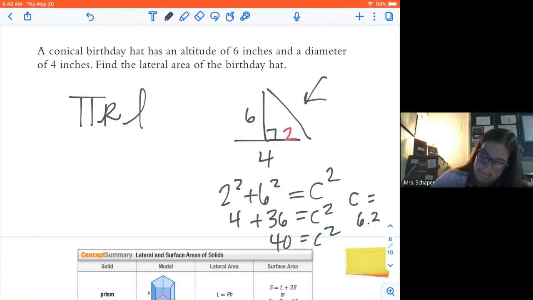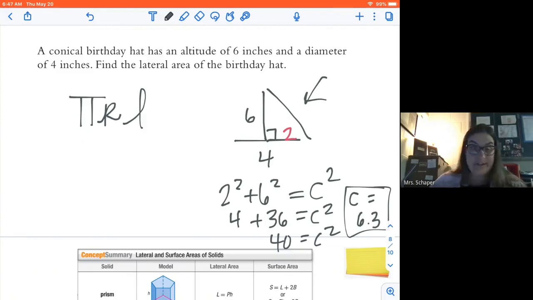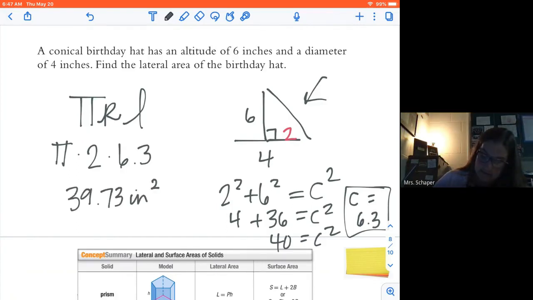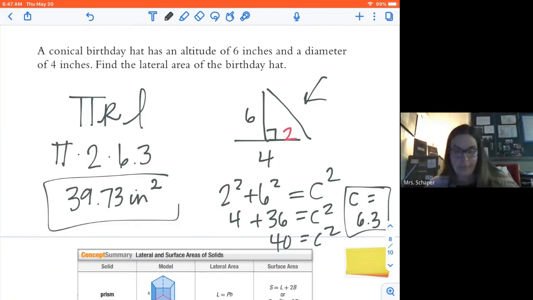So c is equal to 6.3. And c is my slant height. So pi times my radius, which is 2, times my slant height, which is 6.3. Multiply it by pi, multiply it by 2, and I'm going to get 39.73 inches squared. And there you go.